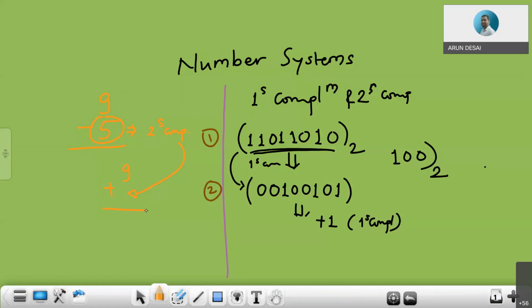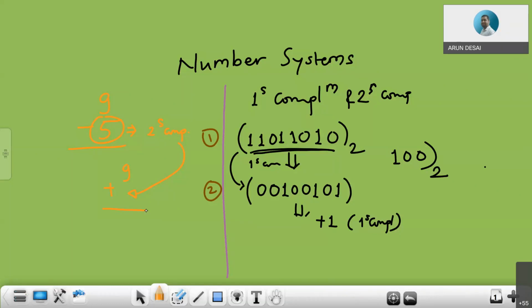And by using the adder circuit only, we are subtracting a number, right? So by using the two's complement method, we are subtracting one number from another, right? So for that reason, two's complement is used. So this is about ones and two's complement.